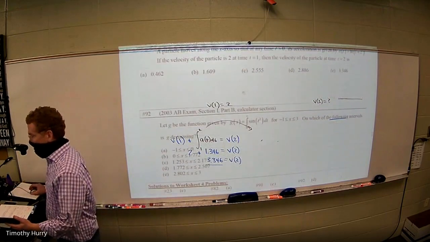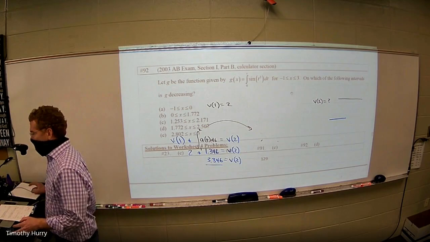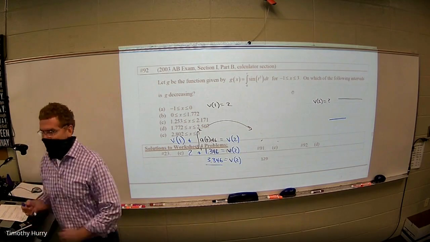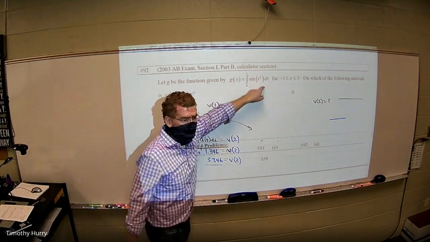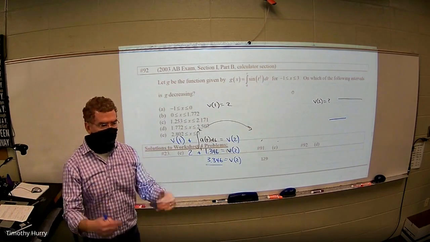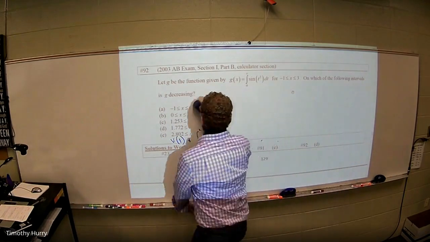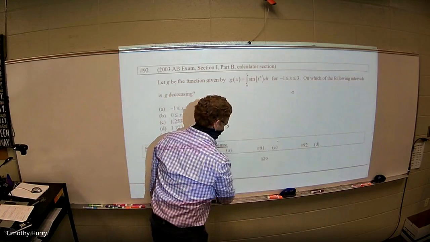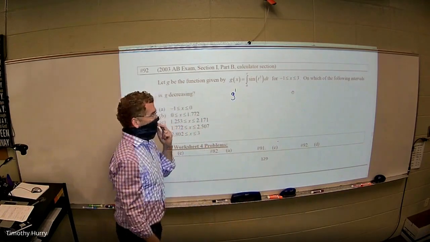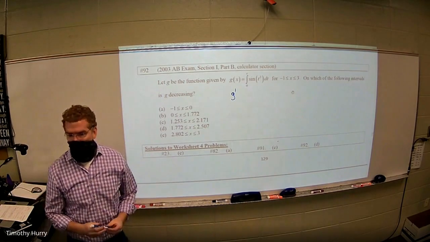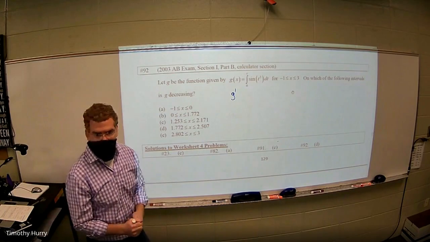All right, check out number 2. These are all AP questions, guys. Let G be this function. On which of the following intervals is G decreasing? This is G. Where is it decreasing? Now, somebody said where G prime is what? Oh, it's not necessary. Well, it's decreasing where the derivative of G would be what? Negative.